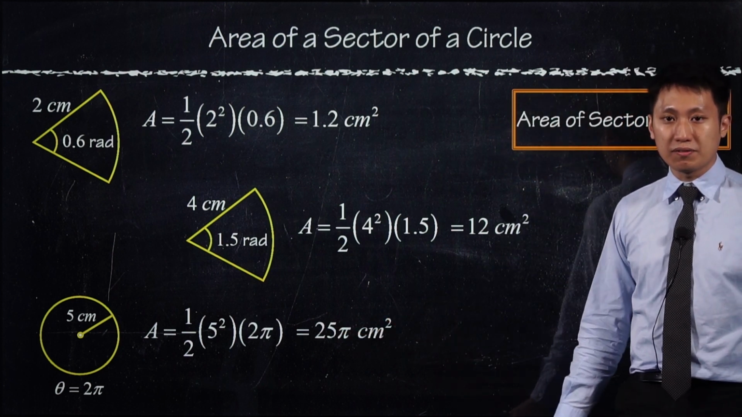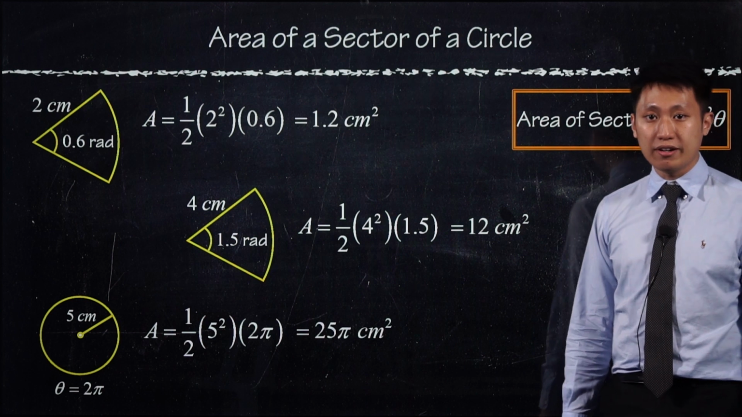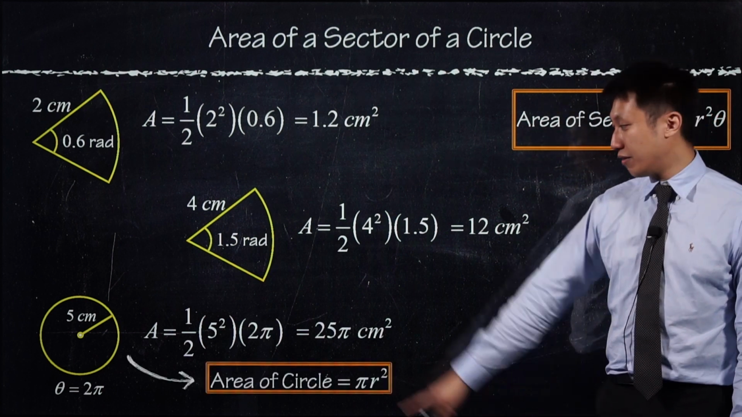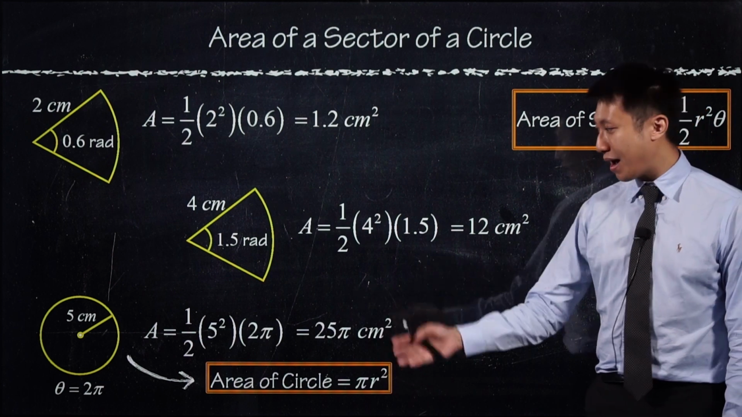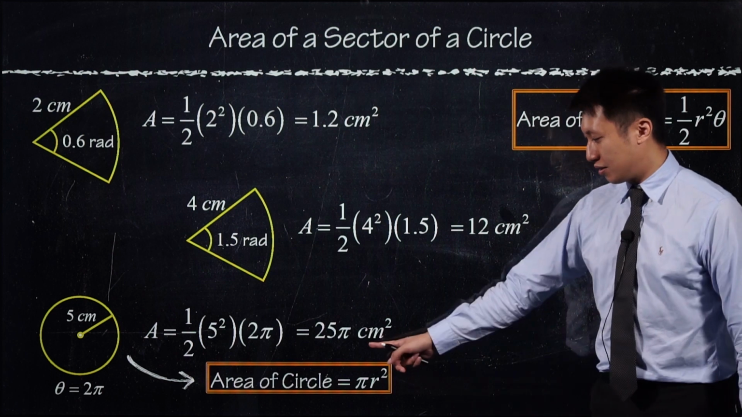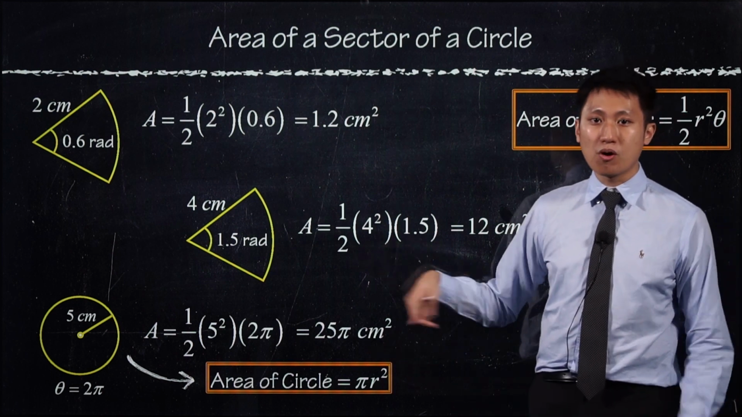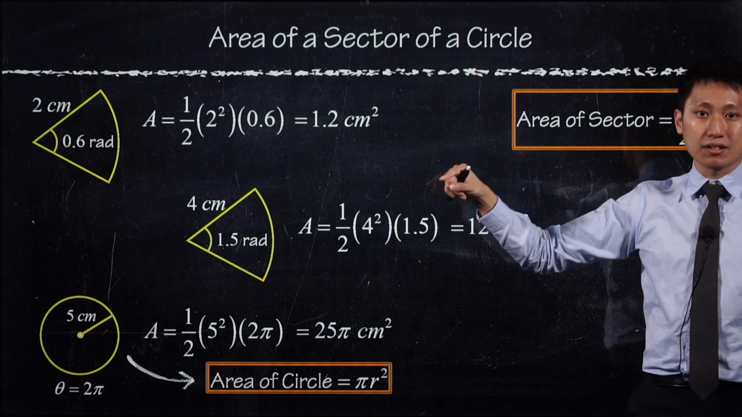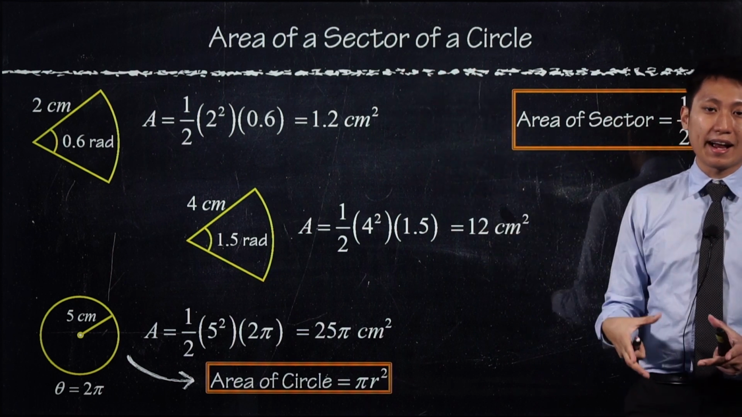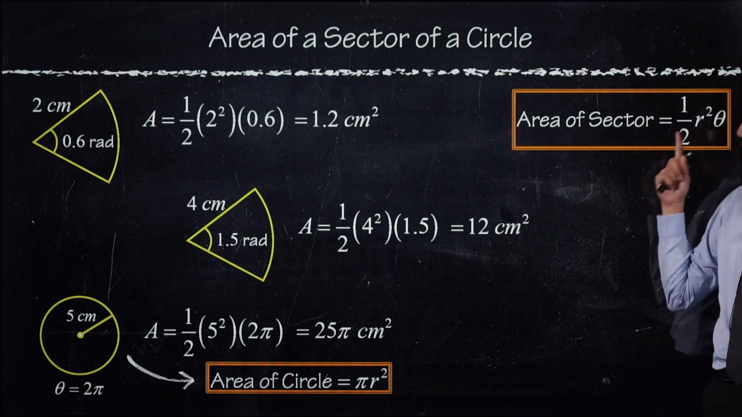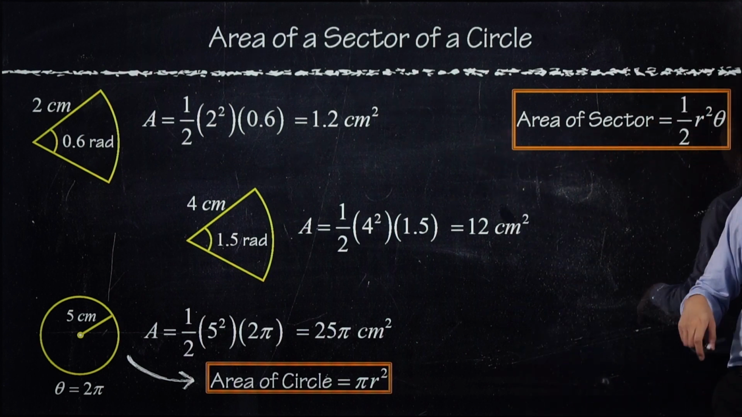What's your normal formula for the area of a circle? It is pi r squared. Can you verify whether they are the same? Pi times 5 squared, 25. So 25 pi, same. So this is a more general formula. The sector can be an entire circle as well. So just remember the area of a sector formula is half r squared theta.